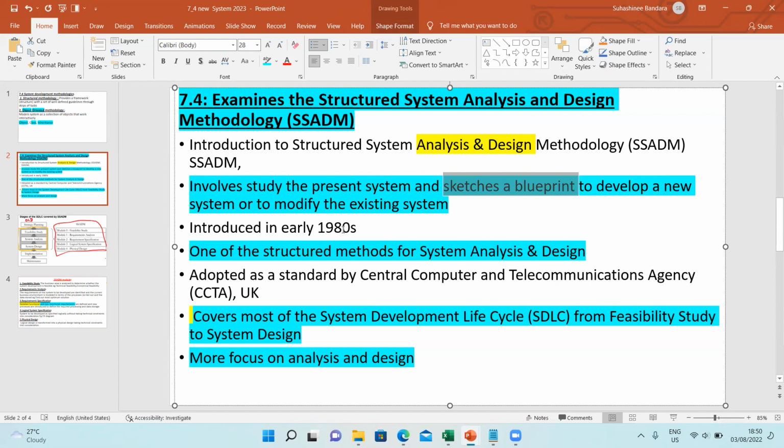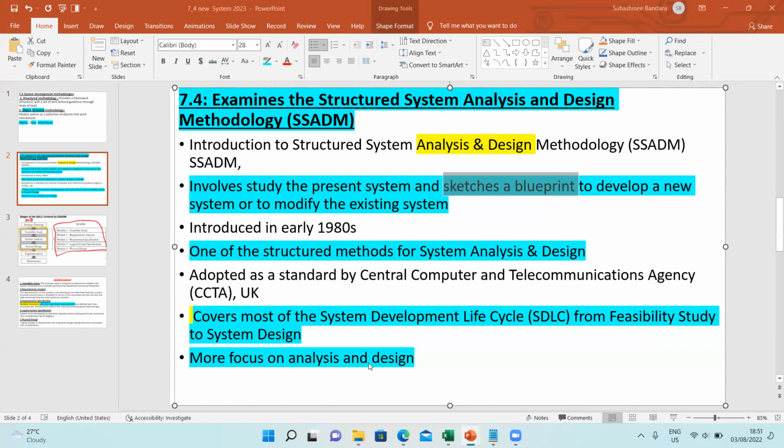It was introduced in the 1980s as one of the structured methodologies for system analysis and design. Feasibility studies, system analysis, and design are involved with this one. It was adopted as a standard by the Central Computer and Telecommunications Agency, CCTA, UK. So it covers most of the system development life cycle, from the feasibility study to design, with more focus on system analysis and design.